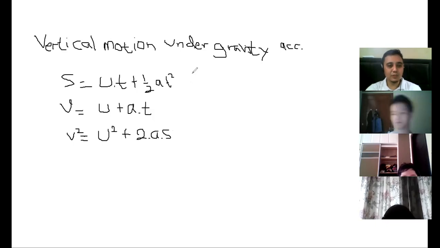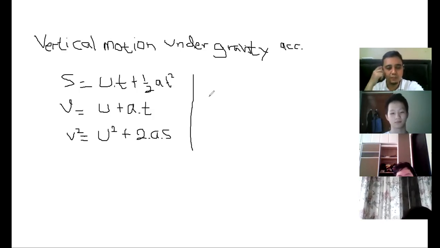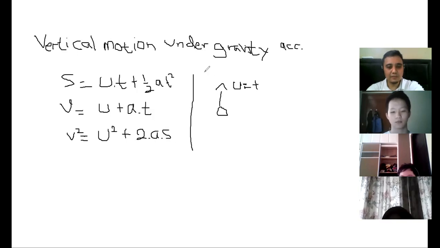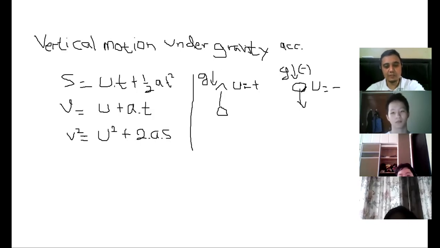Parallel to this, in motion under gravity acceleration, we just substitute the acceleration with gravity. But first we have to know this factor, so you have to differentiate the sign of plus and minus. For example, if you have a vertical up motion, going up, that means the initial velocity is positive and the acceleration is negative, because the gravitational acceleration is directed downward. If you have a vertical downwards motion, the initial velocity is negative and the gravitational acceleration is also negative. So this is according to the direction, negative or positive, right?